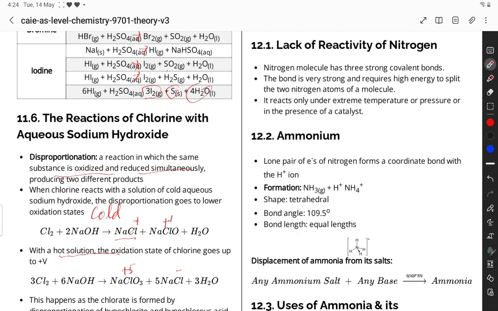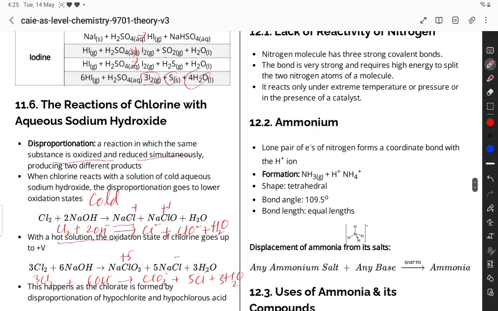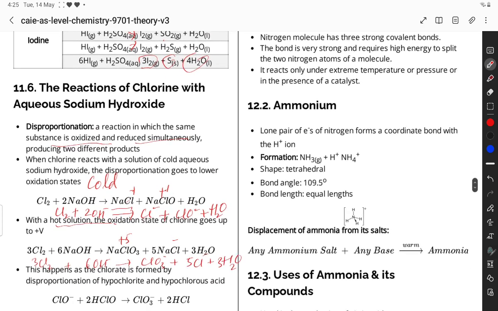So, the ionic equation for this reaction is Cl2 plus 2 OH negative to form Cl negative plus ClO negative plus water. Similarly, in this case, 3 Cl2 plus 6 OH negative to form ClO3 negative plus 5 Cl negative plus 3 H2O. So, these are the ionic equations for this reaction. This happens as the chlorate is formed.